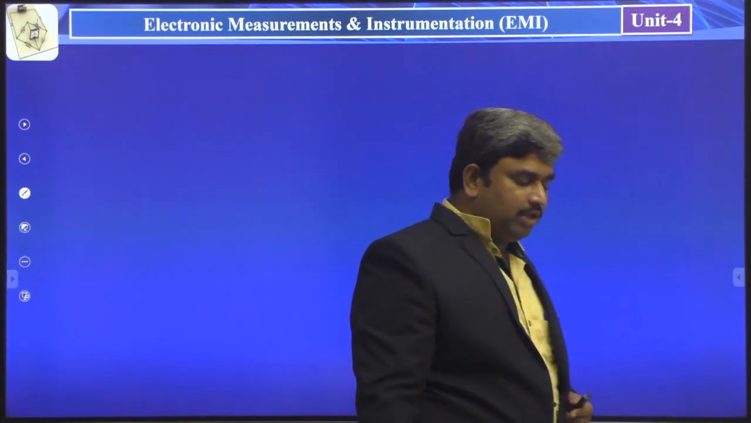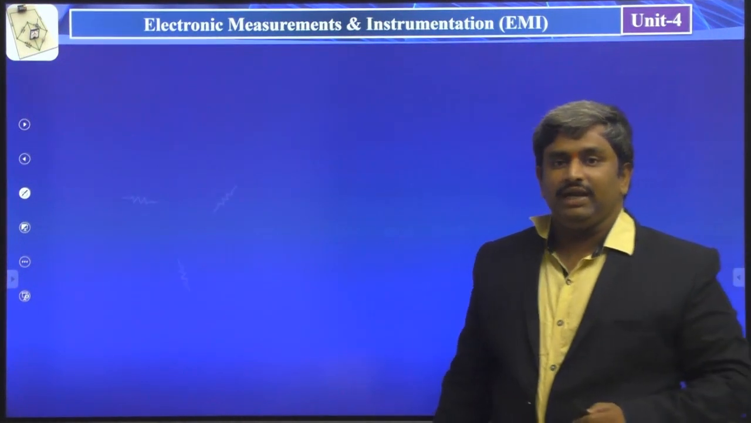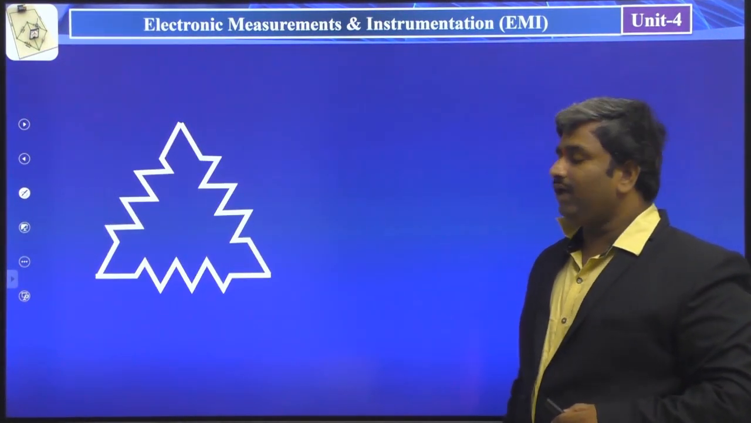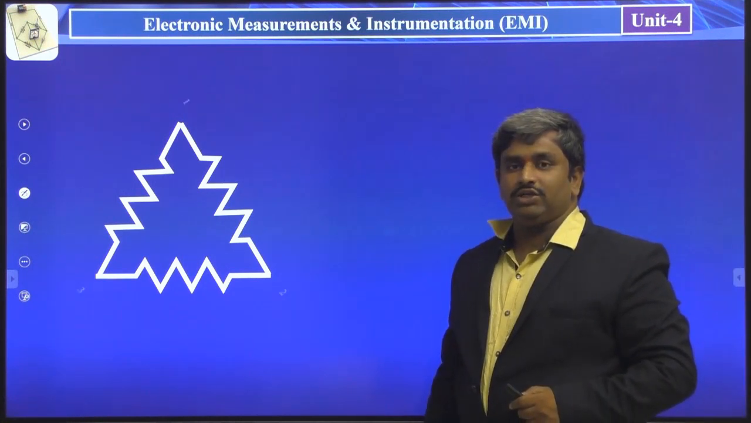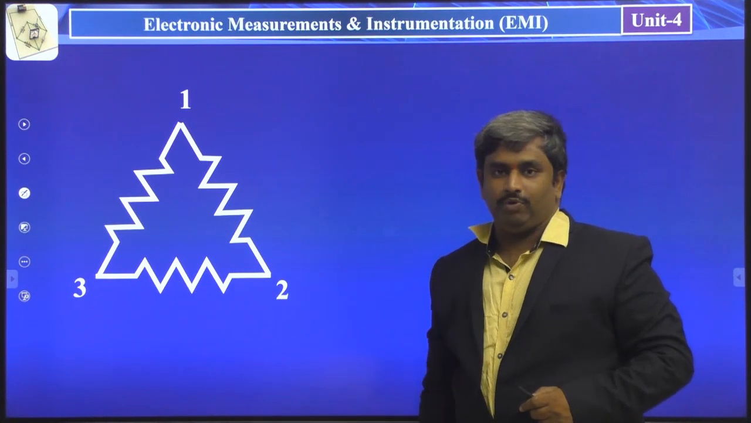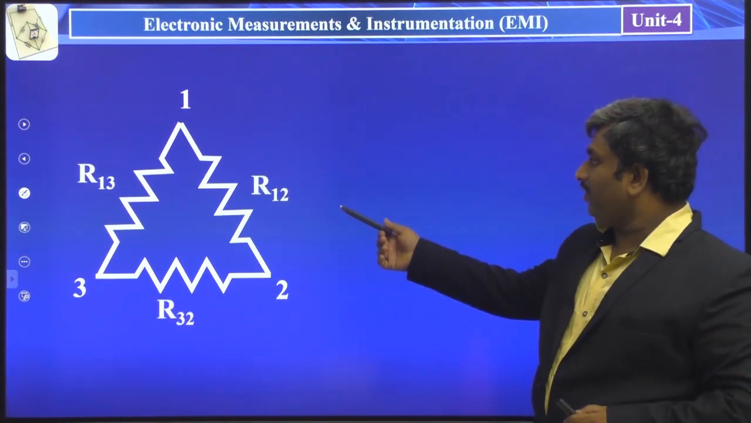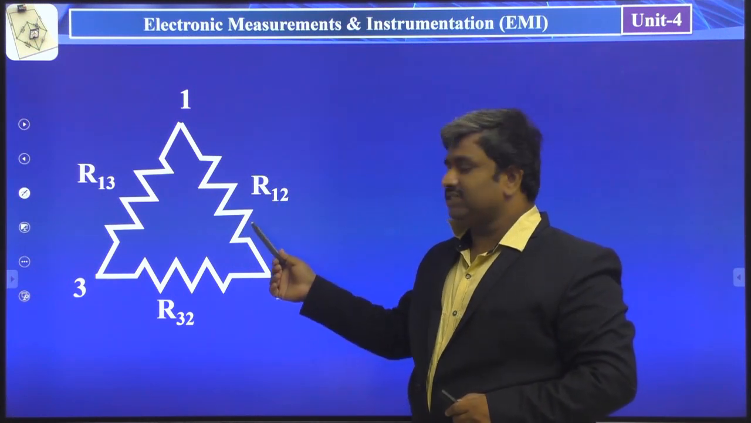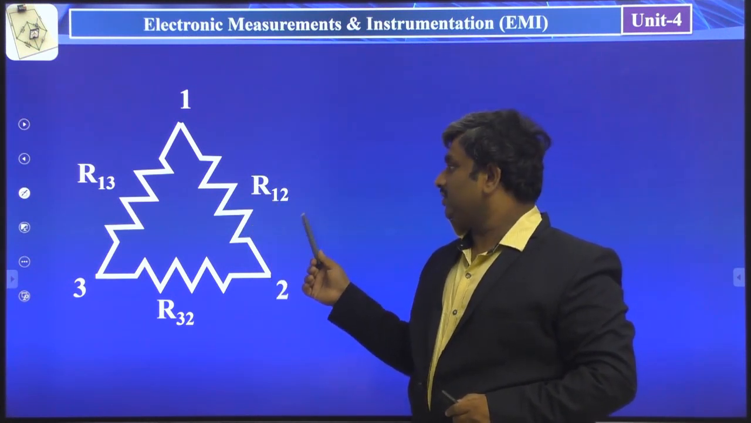Here I am taking the same type of delta connection. I have taken 3 resistance components here. These 3 connections I am representing as points 1, 2 and 3. Next, I have given R12 between terminals 1 and 2, where the resistance is there. For that reason I represent this as R12.